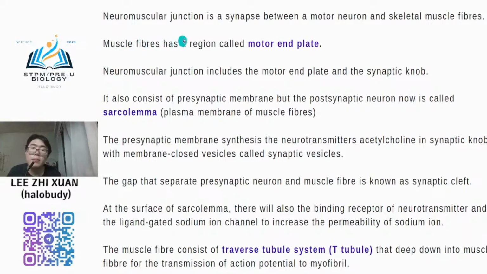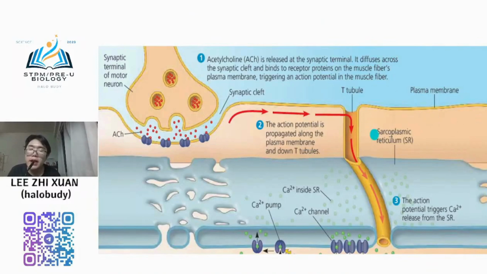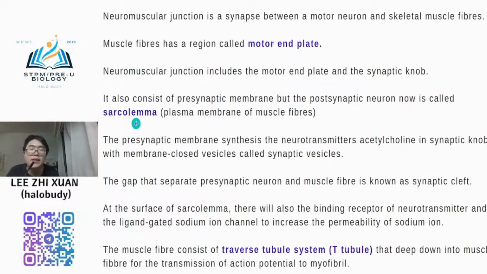The muscle fiber has a region we know as the motor end plate, and the neuromuscular junction includes the motor end plate and the synaptic knob. It also consists of the presynaptic membrane, and the postsynaptic neuron is now replaced by the sarcolemma. This is the scientific term for the plasma membrane of the muscle fiber. You can use either the plasma membrane, the muscle fiber, or the sarcolemma; both are acceptable. The neurotransmitter synthesized in the presynaptic membrane is acetylcholine, which plays the role in skeletal contraction.